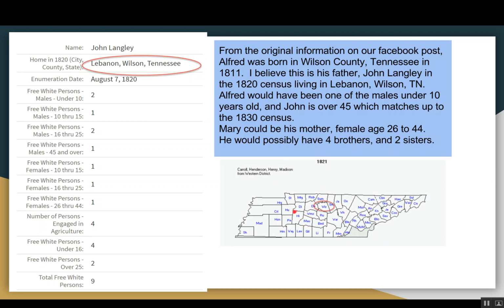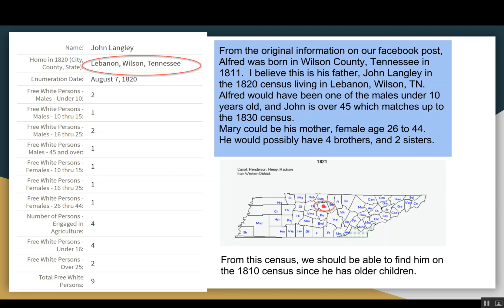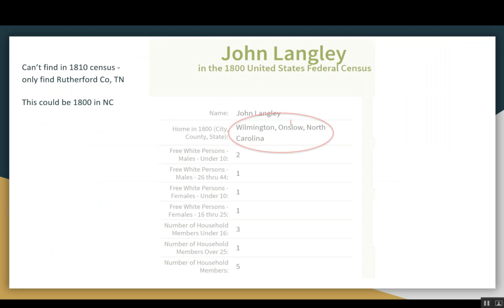Okay, so let's see where Wilson County, Tennessee is. Maury was right here and Hickman was right here. And so Wilson County is in a good spot. It's not way over here and they moved really far, but it could be likely that that's really him. Okay, so from this census, we should see if we can find him in the 1810 census. And I can't find the 1810 census. The only one that you can find for Tennessee right now is Rutherford County. So this could be him in the North Carolina census, possibly.